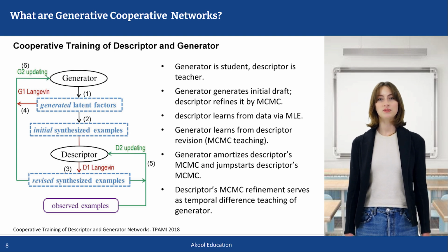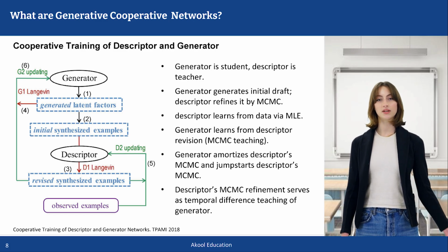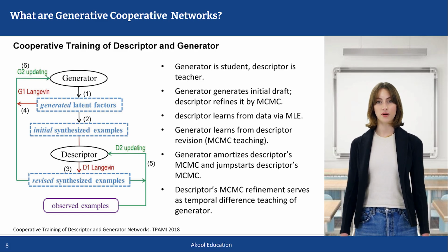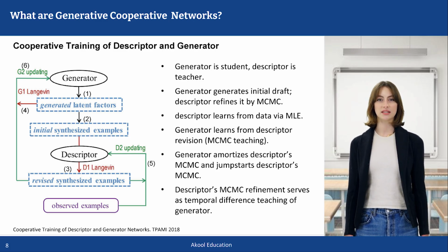The student learns from the teacher's revision. Over time, the student improves and can better initialize the teacher's refinement, making both more effective. Formally speaking, the generator amortizes the descriptor's MCMC and jumpstarts the descriptor's MCMC. The descriptor's MCMC refinement serves as temporal difference teaching of the generator.